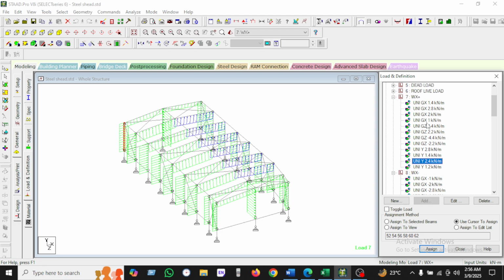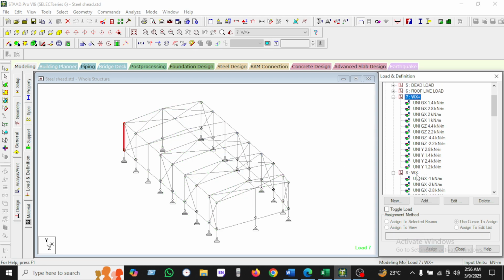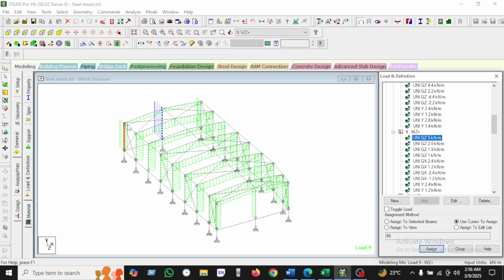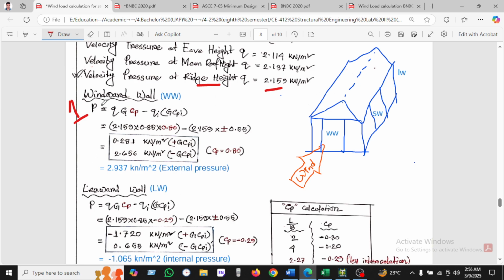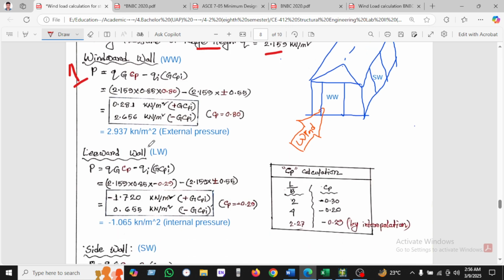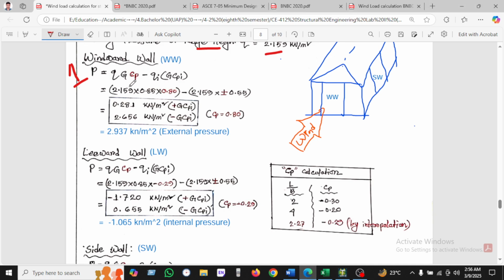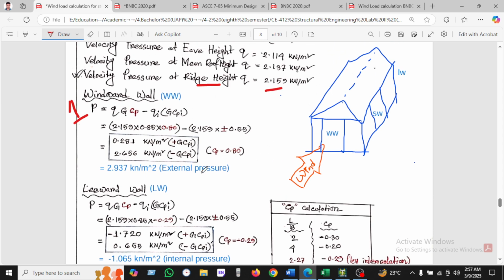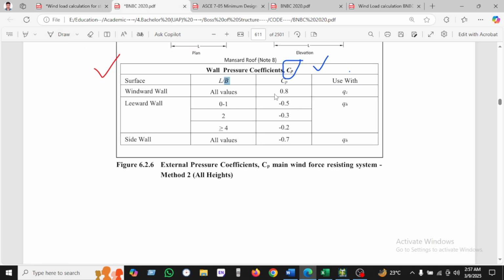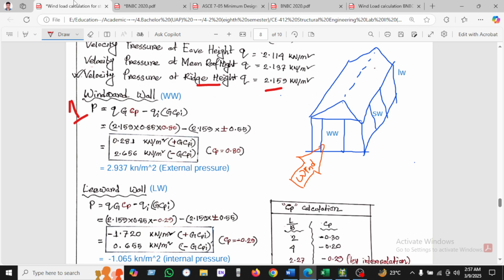This was the x1, and now we'll calculate x2 and zx. It will be zx. Okay, zx means it will be parallel to this. So we have seen the first load on the windward. We are considering the load coming from here. That is the load 1 windward. After all the calculation, Cp is found to be 0.80. As we know, for the windward, Cp is 0.80.